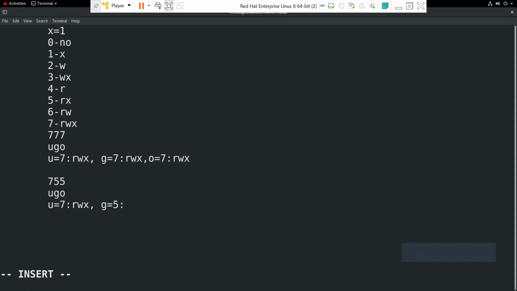5 means, Jishnu, tell me the combination. Here G is equal to 5, which means what? 7 means read, write and execute. Yes, sir. 5 means read, execute. Yeah, very good. Read, no write, only execute. Next, others 5, which means again read, no write, execute.